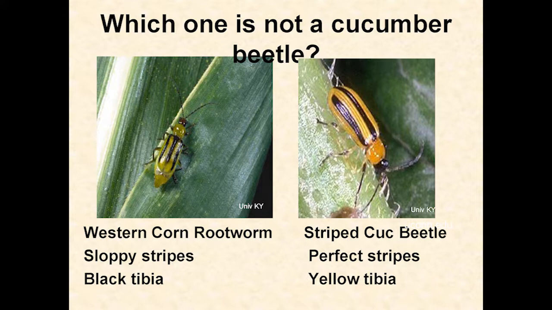If you're really into it, on the western corn rootworm, the tibia, which is the middle section of the leg, just like your lower leg section, is black, and on the striped cucumber beetle, there's some yellow in that tibia section. So two beetles that kind of look alike and kind of nice to know the difference. Striped cucumber beetle is the one that's going to wait out the winter and attack your crops the following year after they've reproduced. And corn rootworm is not a pest of cucumbers and melons except in the fall of the year.